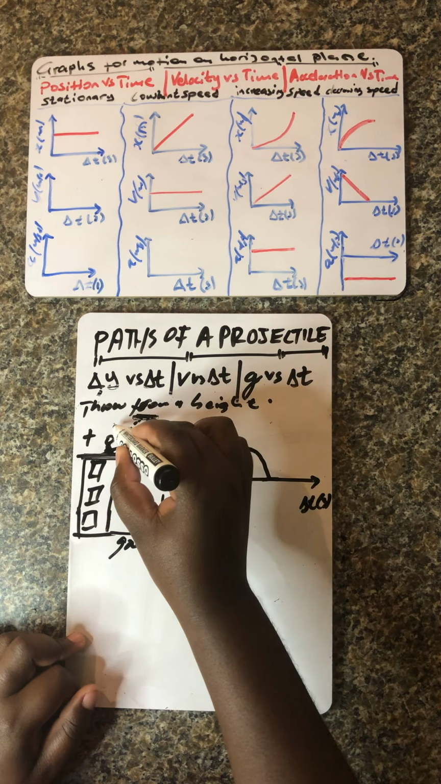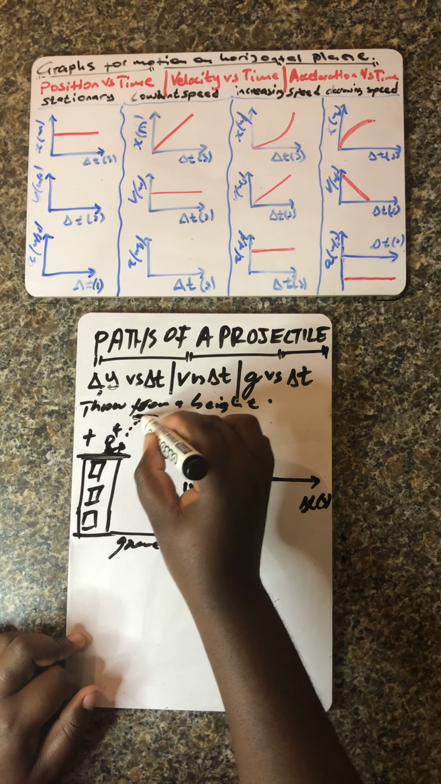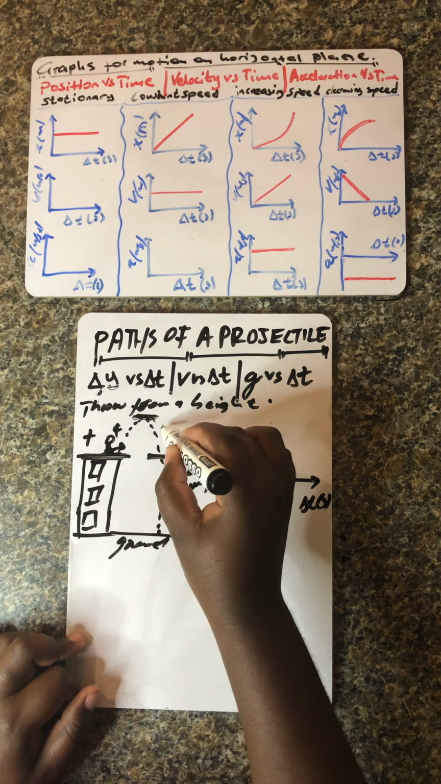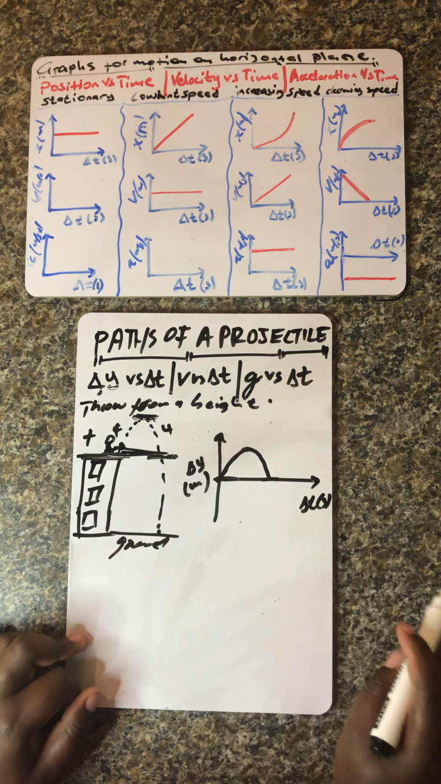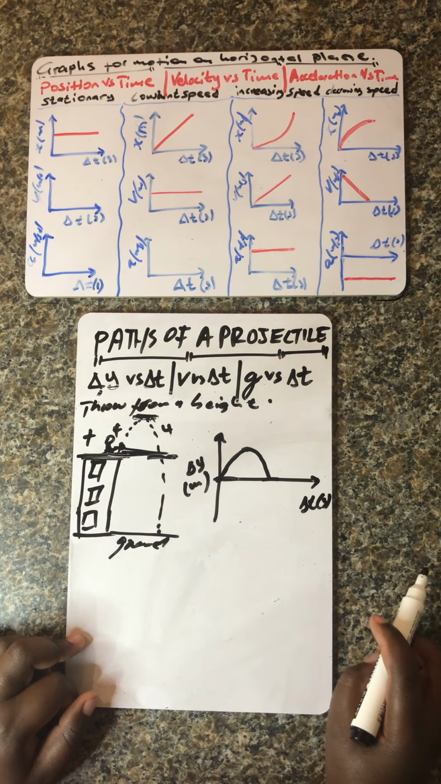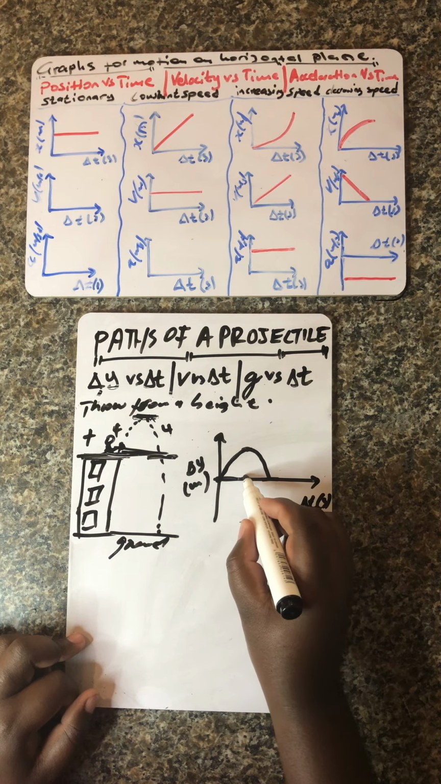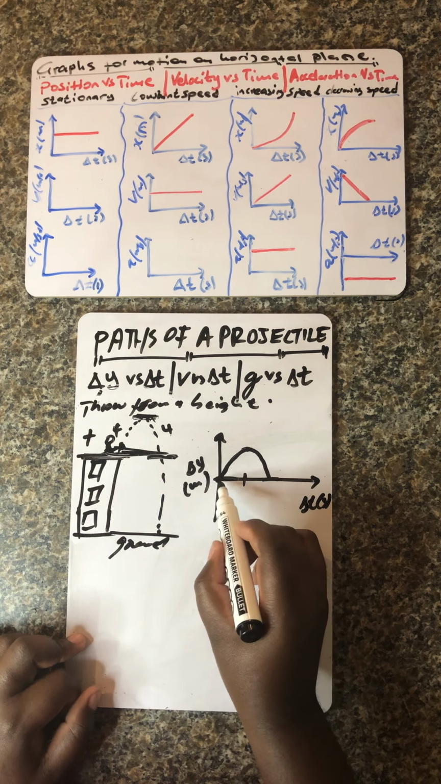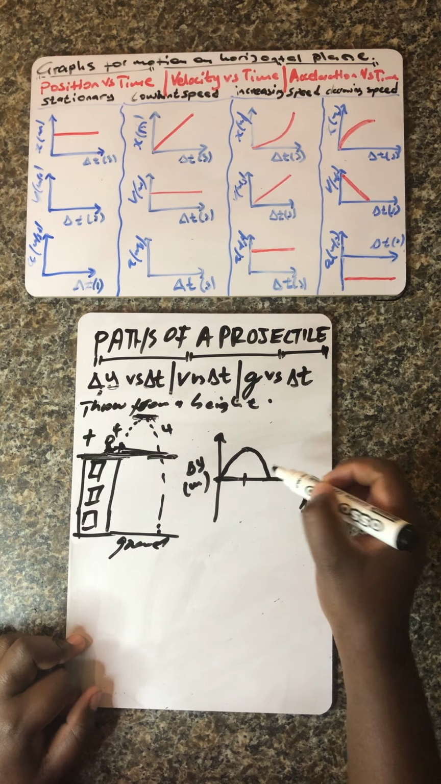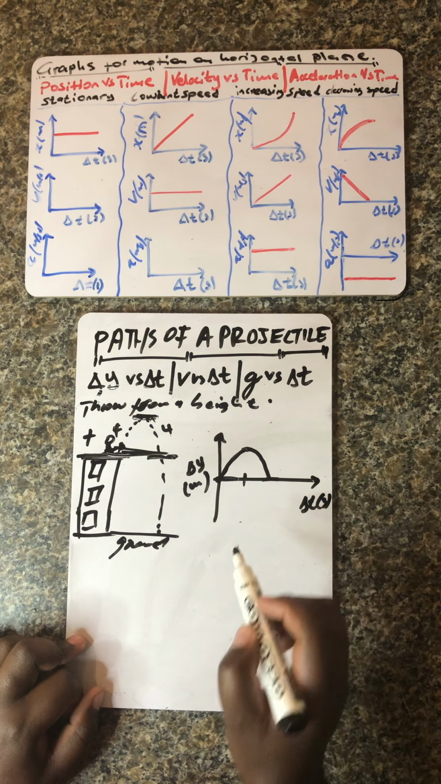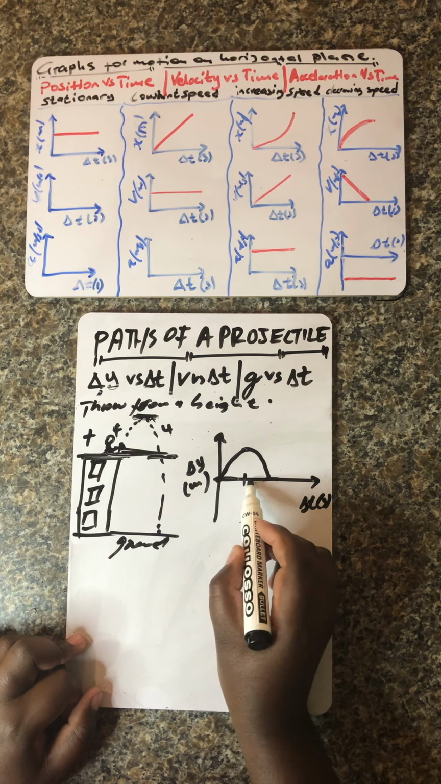So that means if it takes 4 seconds to reach its maximum height, it will take 4 seconds to come down to that same level from where it was thrown vertically upwards. Okay, so that's why you've got that which is symmetrical to that part. If you cut that into half, you get the same time.